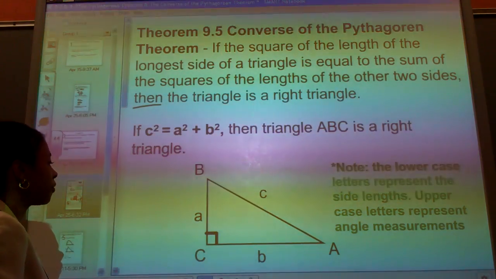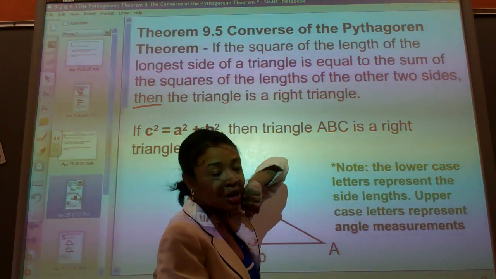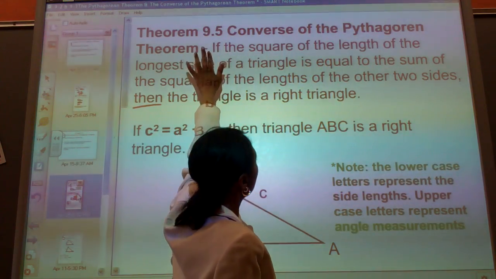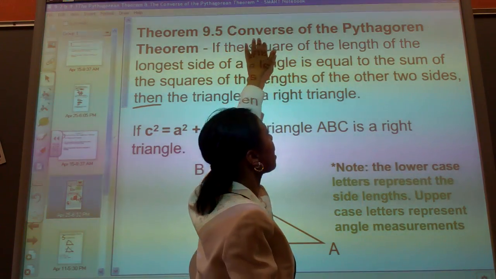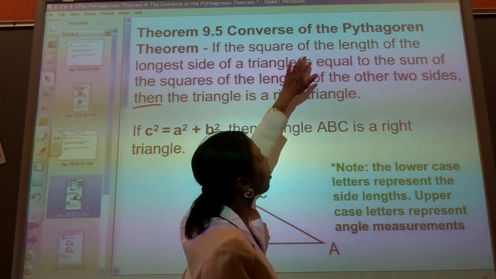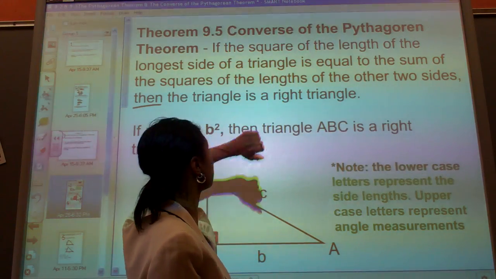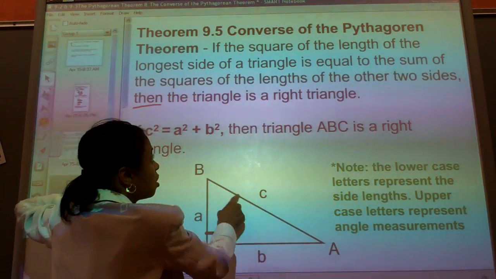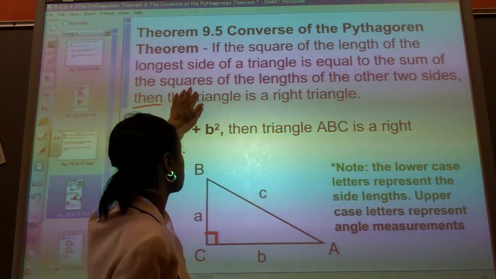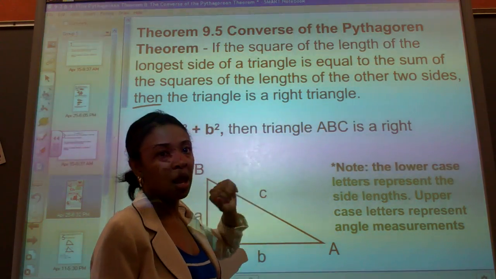So here we have Theorem 9-5. And again, we don't concern ourselves so much with the number, but more importantly the name, which is the converse of the Pythagorean theorem. And this one says, if the square of the length of the longest side of a triangle, so that's C squared, is equal to the sum of the squares of the lengths of the other two sides, then the triangle is going to be a right triangle.